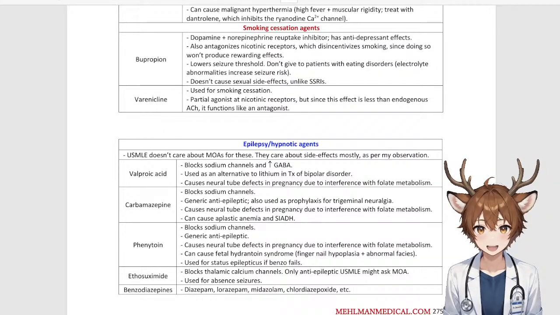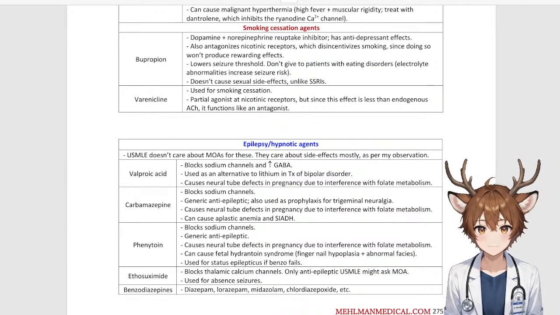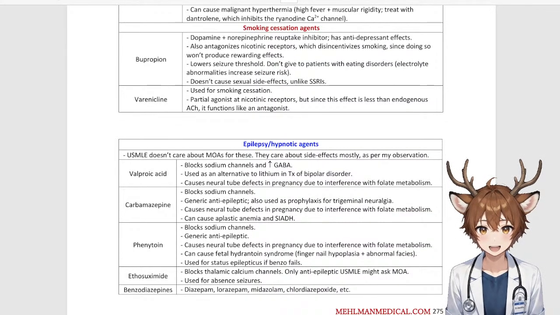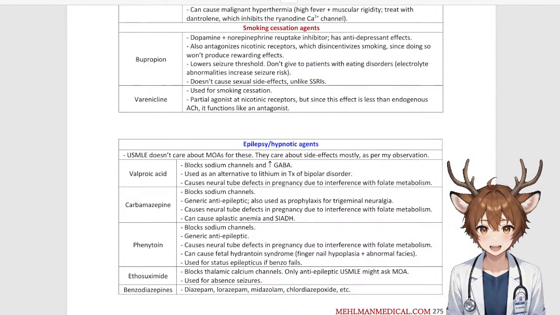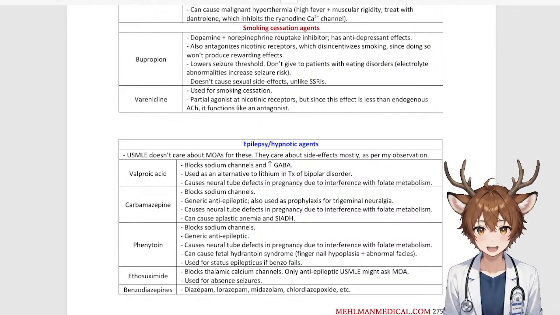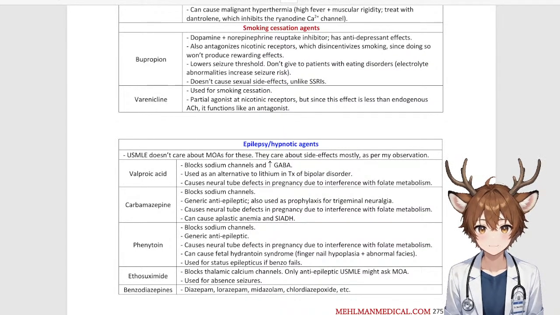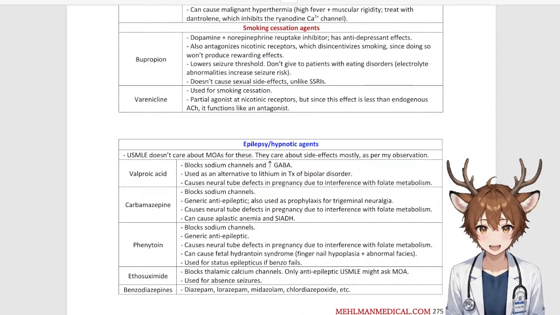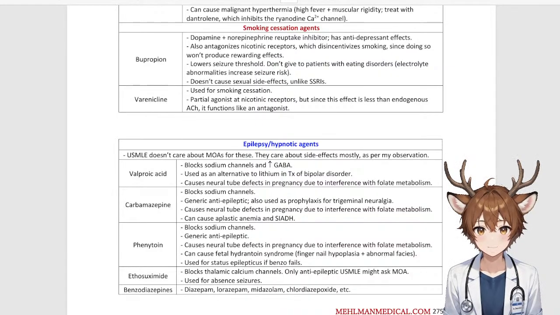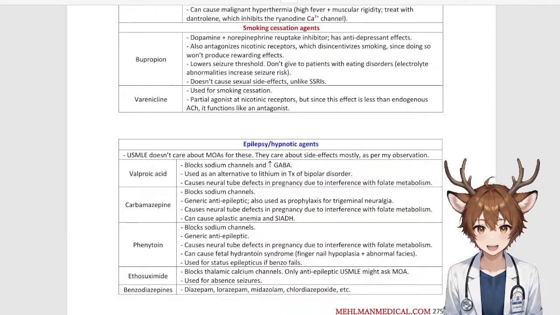What about smoking cessation agents? Bupropion, a dopamine plus norepinephrine reuptake inhibitor, has an antidepressant effect. It also antagonizes the nicotinic receptors, which disincentivizes smoking, since doing so won't produce rewarding effects. So it does both things at the same time. It both inhibits the reward from smoking and also tries to dissuade smoking by having a sort of antidepressant effect, I guess you could say. So it's inhibiting smoking directly by trying to kind of satiate you a little bit, but also undermining the reward you get from smoking.